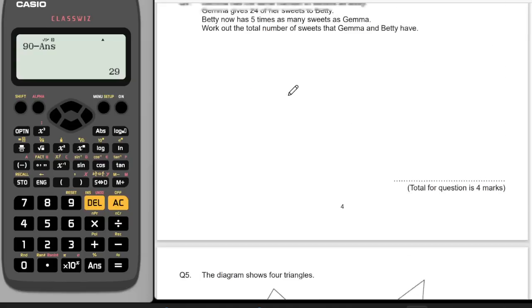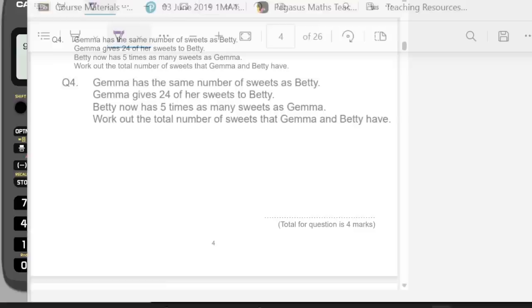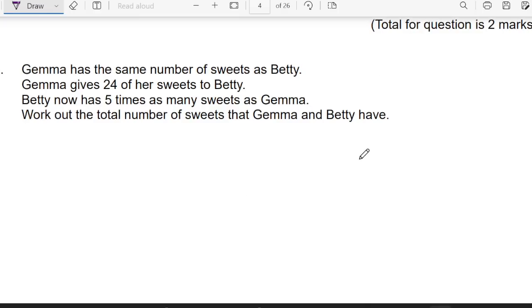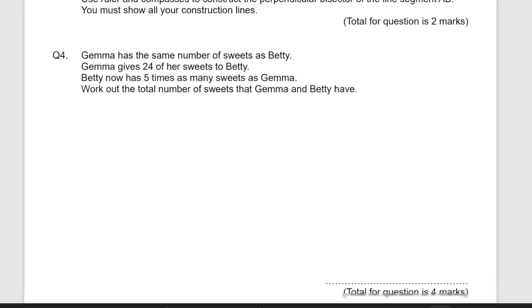Okay, question 4 then. Gemma has the same number of sweets as Betty. Gemma gives 24 of her sweets to Betty. Betty now has 5 times as many sweets as Gemma. Work out the total number of sweets that Gemma and Betty have. So if I start by putting this into a ratio, Gemma and Betty at the start have the same number of sweets, so x and x.